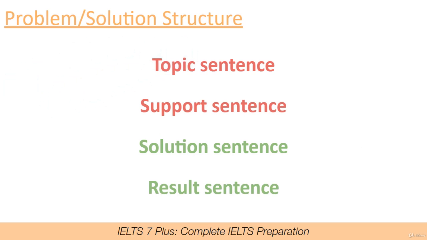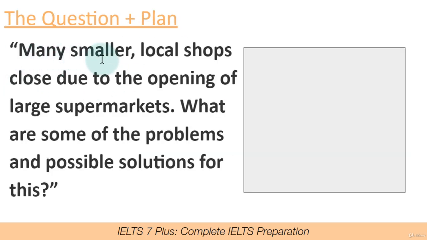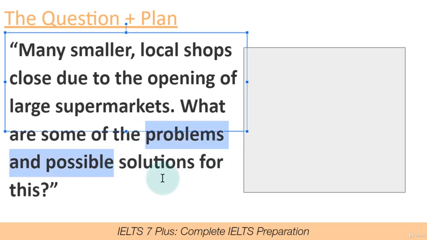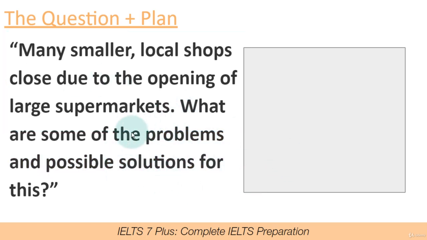So let's take a look at our question. Many smaller local shops close due to the opening of large supermarkets. Topic sentence here. Question sentence. What are some of the problems and possible solutions for this? Okay, so I now know problem solution question, and we already recognize this. And let me just go through the topic one more time. So I'm just beginning to think about some ideas for this. Many smaller local shops close because large supermarkets open.